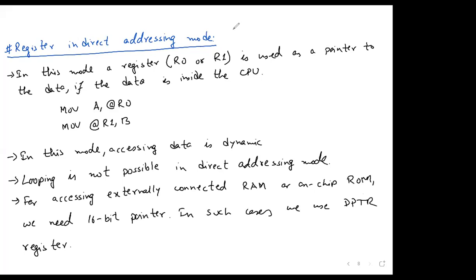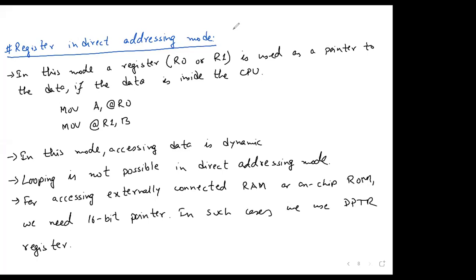The next addressing mode is register indirect addressing mode. Try to understand since it is new to you. In this mode, a register R0 or R1 is used as a pointer. So the first question is, can anyone tell me what is a pointer? We learned it in C programming. Exactly, you learned it in C programming. So try to recall, what is a pointer?